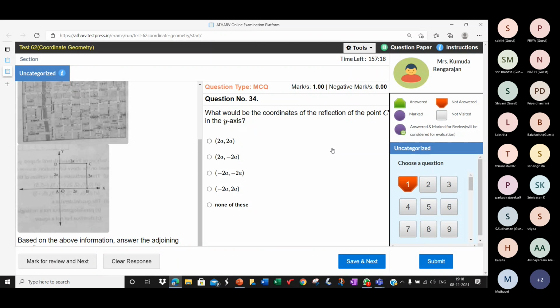So now our doubt is, what are the coordinates of C? Are they 2a, 2a or 3a, 3a? Because there's no reference to the earlier question, go with the actual information given. So I say 2a, 2a. The coordinates of C are 2a, 2a. Now you have to find the coordinates of the reflection of the point on the y-axis. Minus 2a, 2a, ma'am. Okay, negative 2a, 2a.